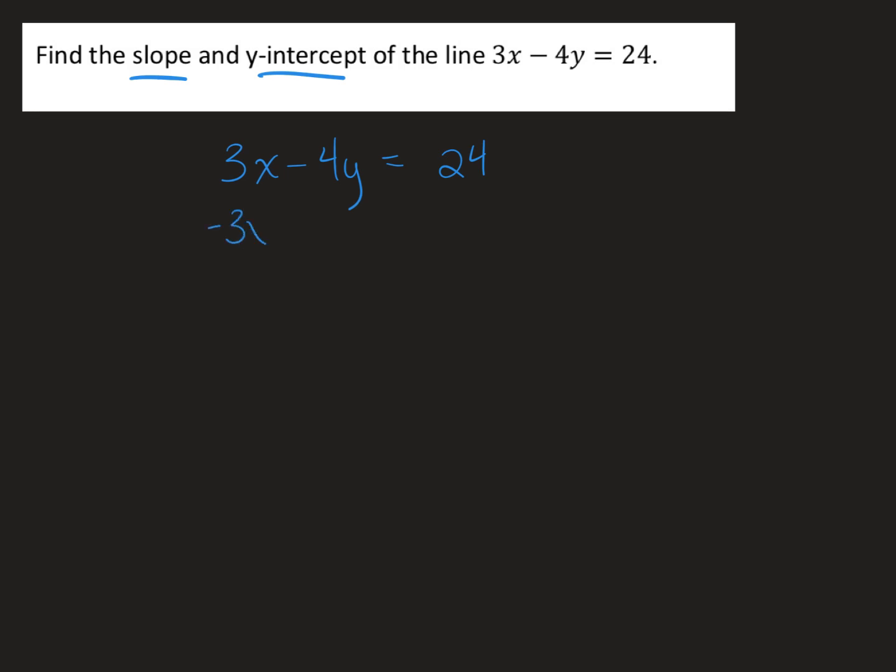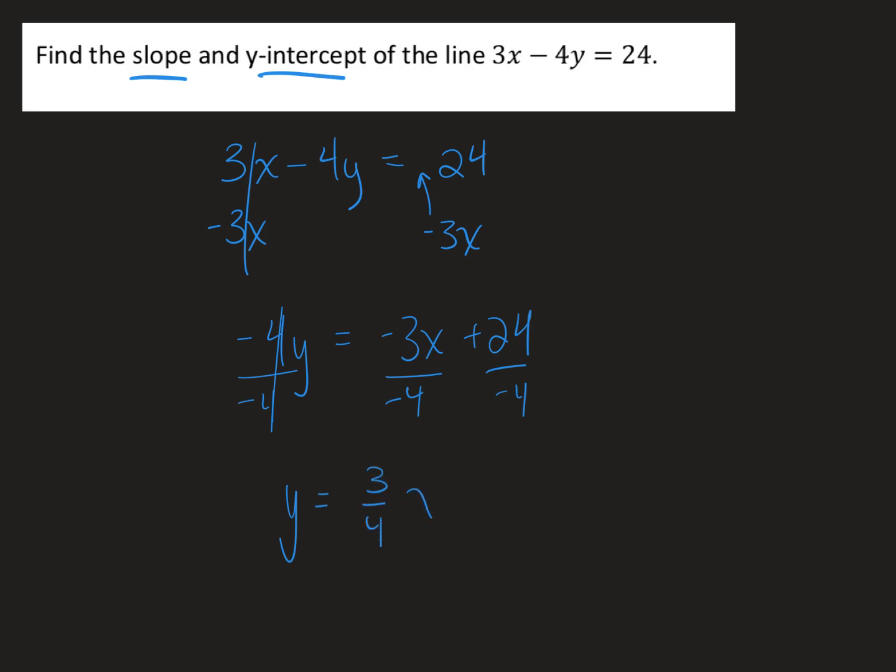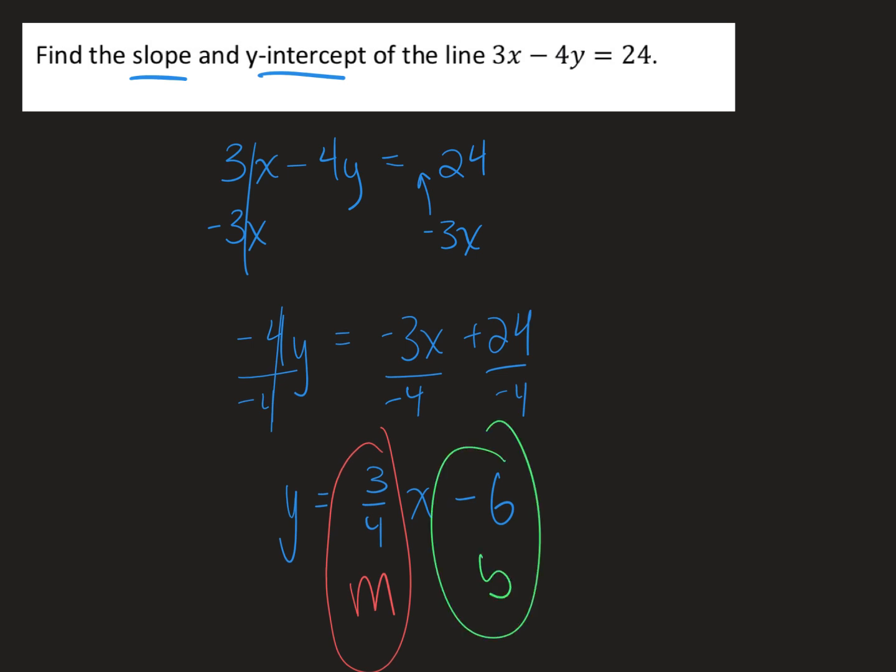I'll move the x term to the other side of the equation by using the opposite operation, either addition or subtraction. So here we go, minus 3x plus 24, and then divide by negative 4 to solve for y. And I get y equals 3/4 x minus 6. Be careful with your signs there. And you can see again the number multiplied to x is the slope, and the number being added or subtracted to the x term is the y-intercept.